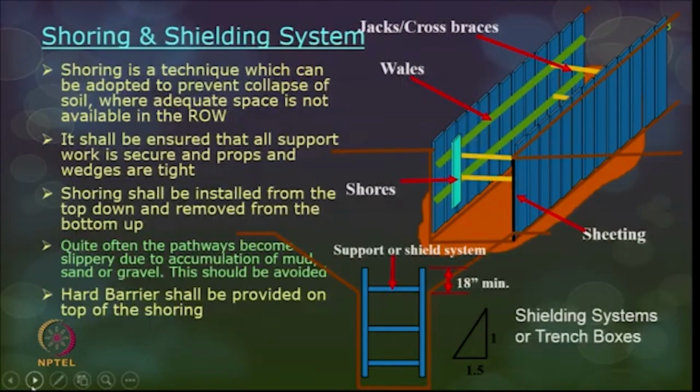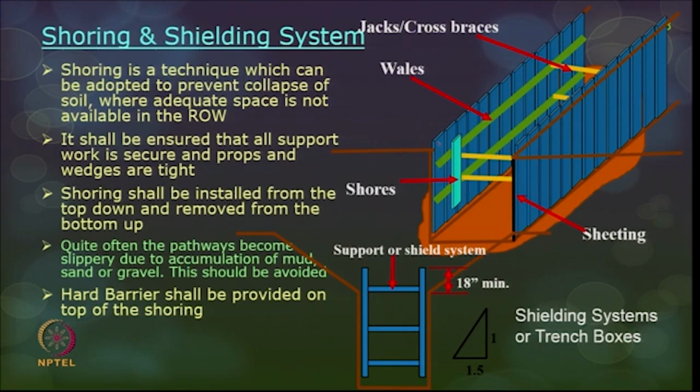Okay. Next, artificial systems: number one is shoring and the other one is the shielding system. Shoring is a system which can be adopted to prevent collapse of soil when there is no proper right of way available for doing your natural sloping process. It shall be ensured that all the support work is secured, props and wedges are all tight, and the shoring can be installed from the top down and should be removed from the bottom to top.